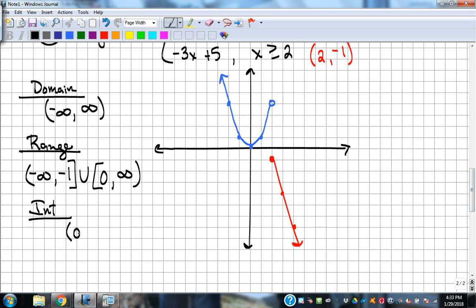0, 0 would be the only intercept we have. It's technically an X and a Y intercept. It doesn't really matter about that. And is this continuous or discontinuous? Discontinuous.